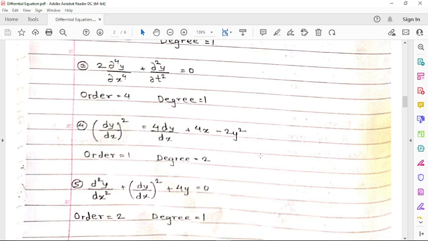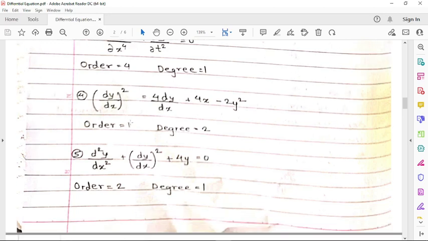And what is the degree? Here it has degree 1 for this derivative, and it has degree 2 for the other. So we have to consider the highest. So here also the highest power, right? So the degree is 2, because when we raise to 2, that means in terms of power 2 is written. So here the degree is 2.